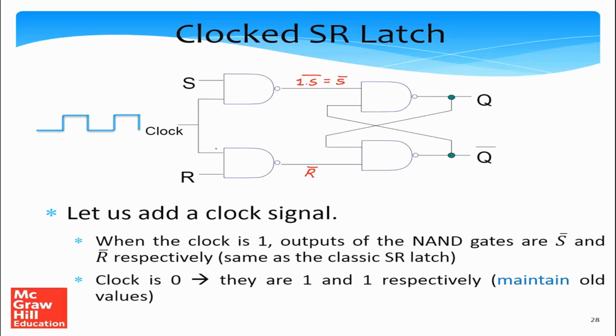After that, if you want to set the value, we can set it. S needs to be 1, so Q will be 1. If we want to reset the value, we can do that. In this case, R needs to be 1 and S needs to be 0, so Q will get set to 0. Alright. Now, let's assume that the clock is 0. If the clock is 0, then what will happen? Let's take a look at that.